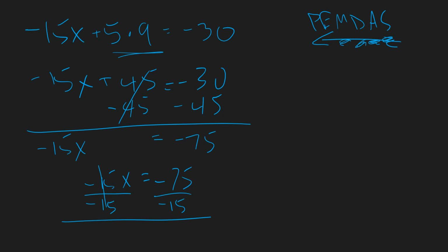So my negative 15s are going to cancel, leaving me with x, which is what I'm looking for, equals negative 75 divided by negative 15, and negative divided by negative is going to be a positive 5. So x equals 5. And that is how you do this problem.